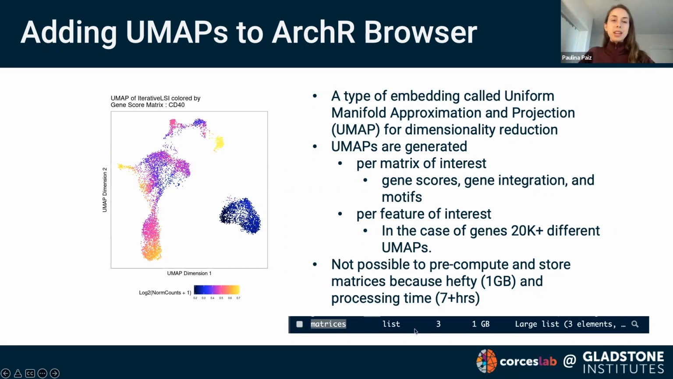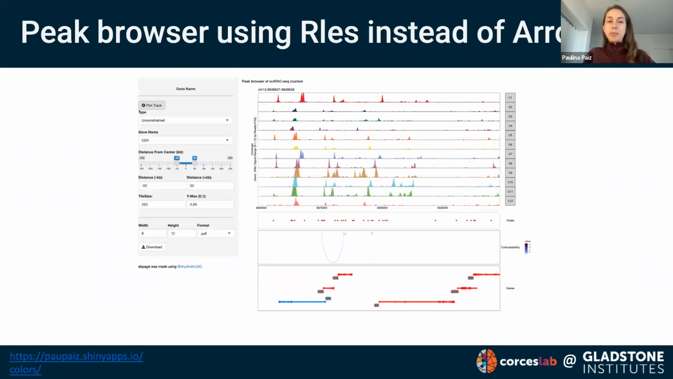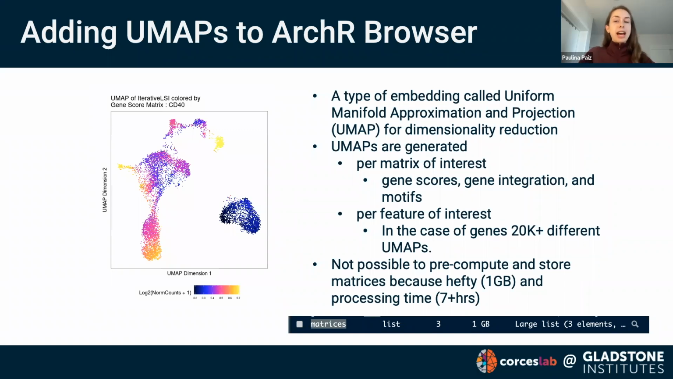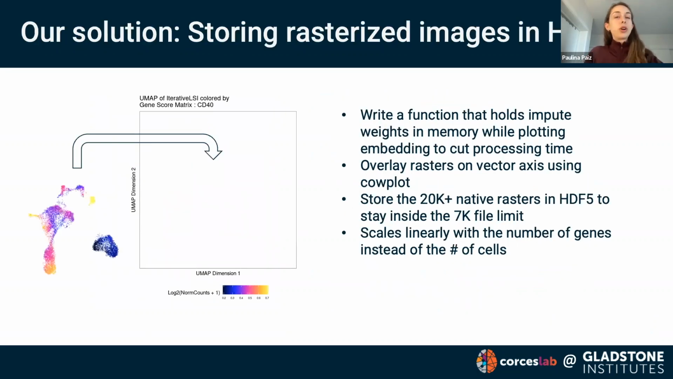And so this is just a screenshot of one of the first tests we did, where we tried to store the 3 matrices, and that was 1 GB in itself. So that's not even accounting for the browser that I showed before. We knew that we had to figure out another way to export this and host it on shinyapps.io.